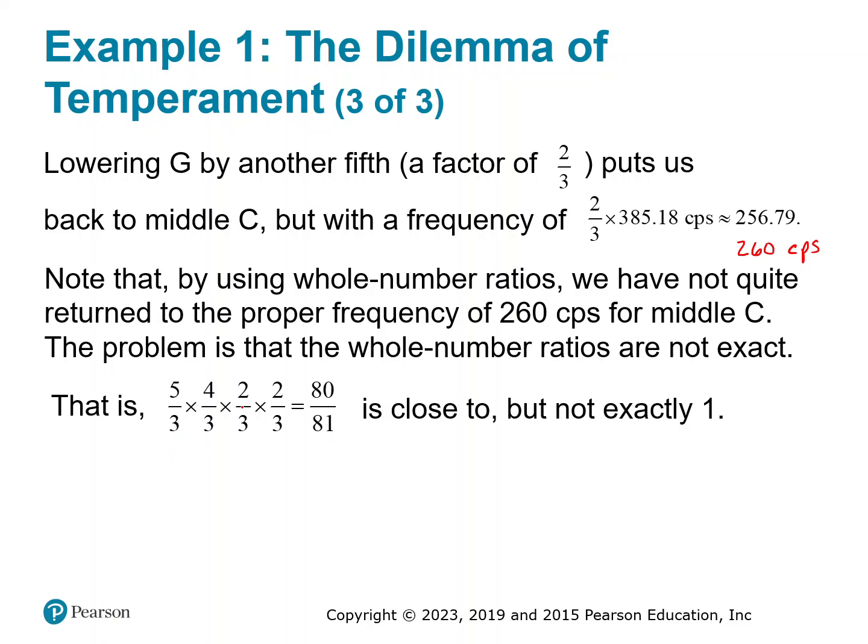So if we use these whole number ratios, we don't get that same value again. Up a sixth, up a fourth, down a fifth, down a fifth. Turns out it's not exactly equal to 1. It's close, it's just a little bit short of that whole that we need as we move these.